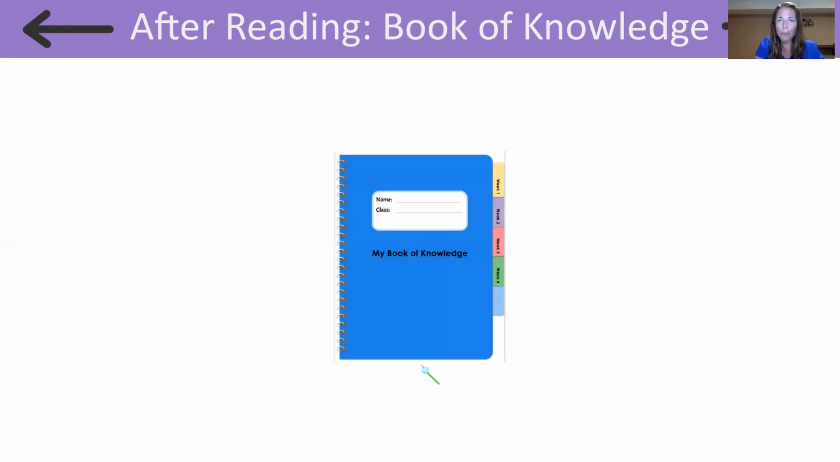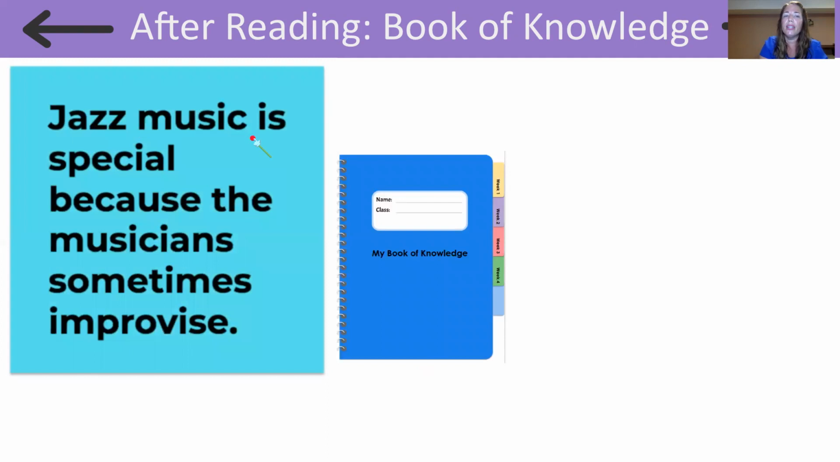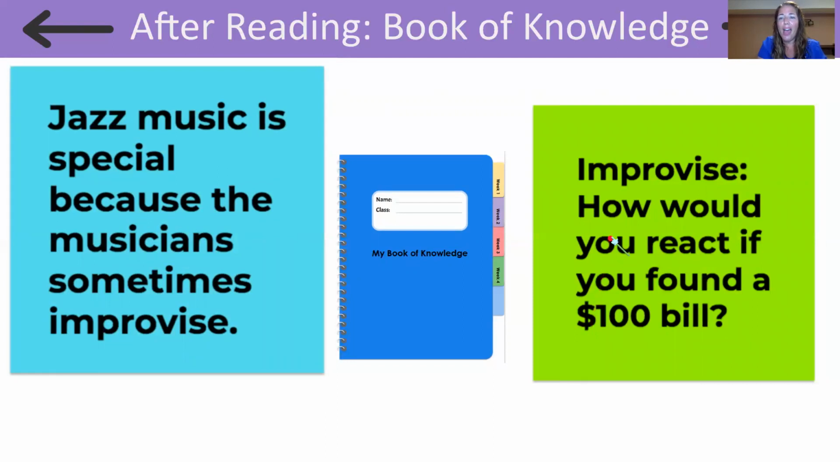So as I was reading, I wrote down in my book of knowledge that jazz music is special because the musicians sometimes improvise. And I jotted down here, how would you react if you found a $100 bill? What would you look like? So you were just able to improvise. If I found a $100 bill, woo, I found $100.